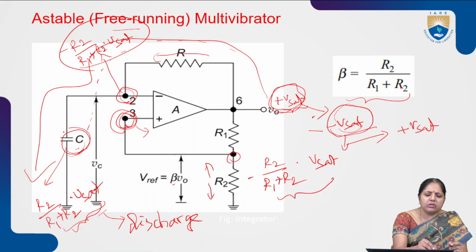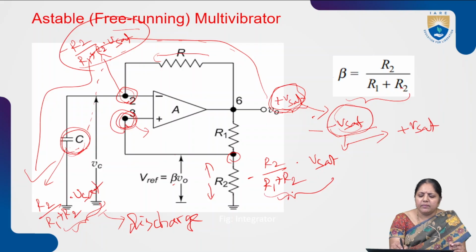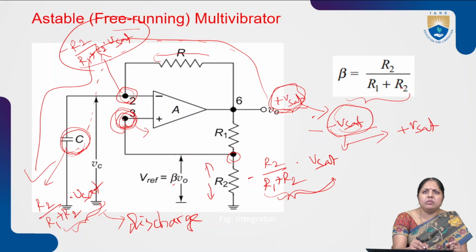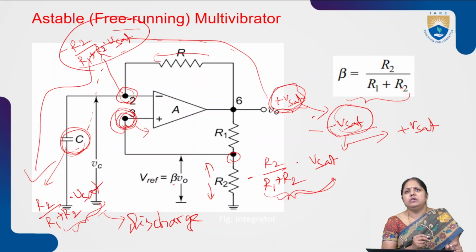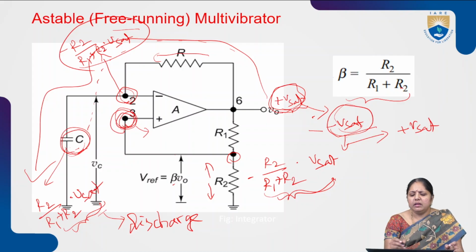When the voltage across this capacitor reduces beyond this value, at that time the potential at 3 becomes more than the potential at 2. Then again your output voltage will move from minus Vsat to plus Vsat. Okay, again the same cyclic process.